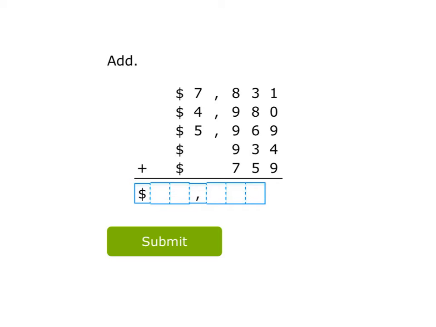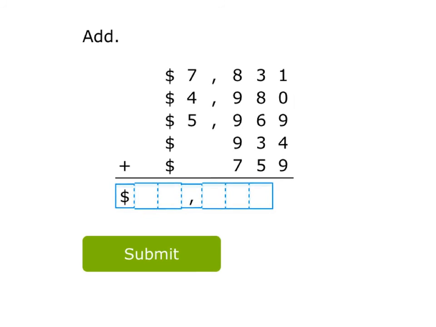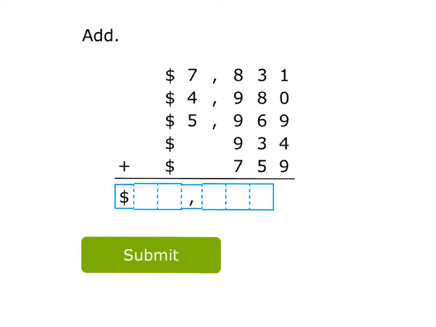All right, they will start to get tricky because they're going to give you lots more money to deal with. In this case, we're adding. Always check to see whether you're adding or subtracting. It's easy to make a quick mistake. So in this case, you start with the rightmost column, and you're going to add all of these up, and then carry anything you have to.